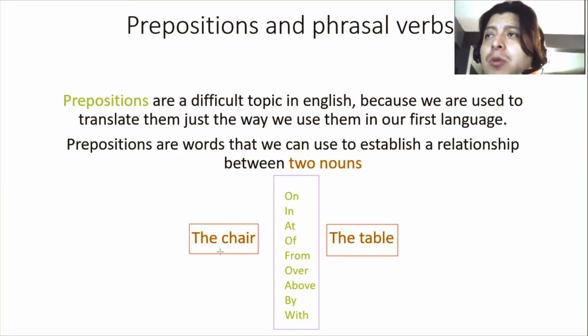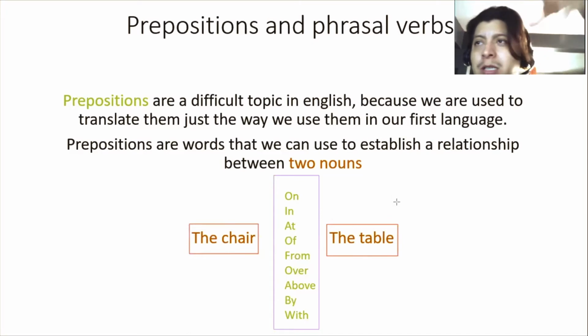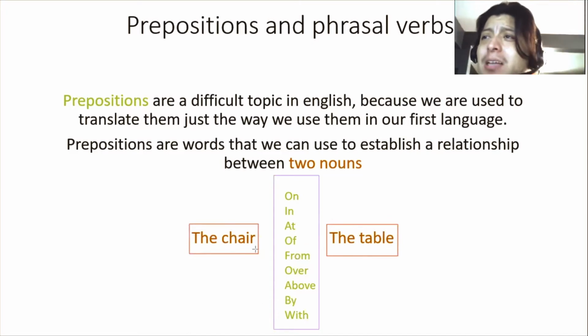And this chair comes from the table. Over or above the table, encima, flotando probablemente, o encima de la mesa. By the table, cerca de la mesa. With the table, con la mesa. Entonces, dependiendo de qué preposición utilizamos, es qué relación establecemos entre mi sustantivo número 1 y mi sustantivo número 2. Yo tengo dos sustantivos y yo puedo establecer una relación utilizando una preposición.